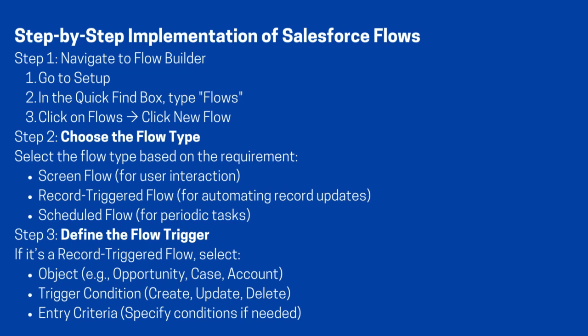Screen flow, for user interaction. Record-triggered flow, for automating record updates. Scheduled flow, for periodic tasks. Step 3. Define the flow trigger. If it's a record-triggered flow, select Object, for example, Opportunity, Case, Account. Trigger condition, create, update, delete. Entry criteria, specify conditions if needed.